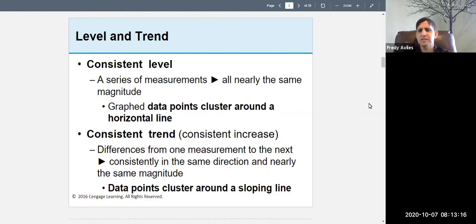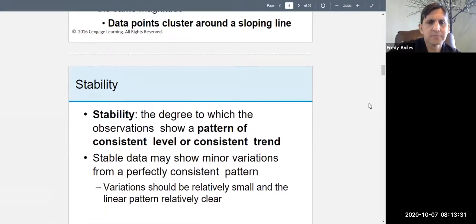It doesn't have to be a consistent increase. It could also be a decrease, by the way. It just means there's a slope to the line and things are either going up or down. So, consistent increase or decrease. All right, let's keep going.